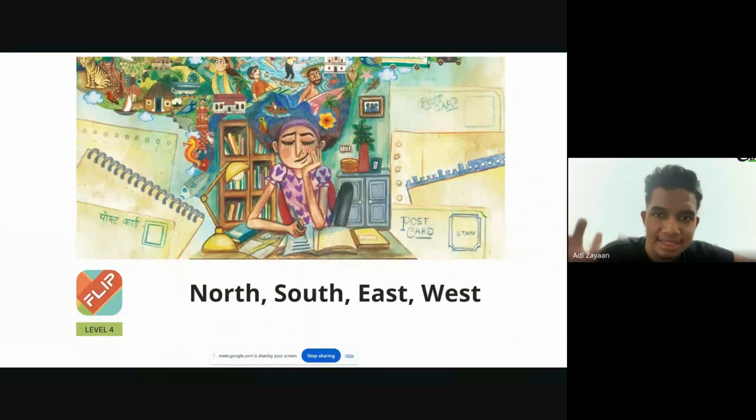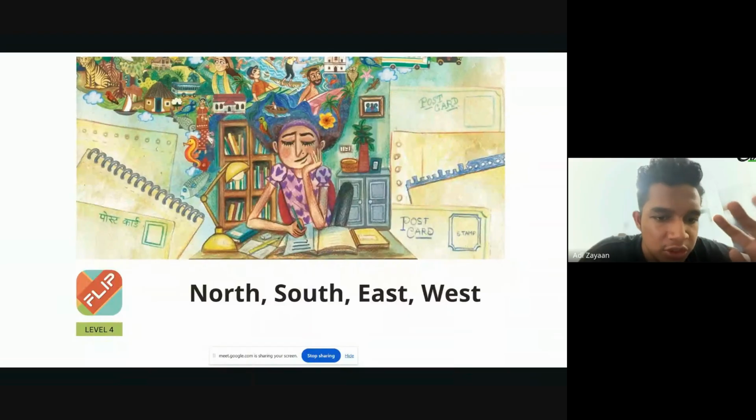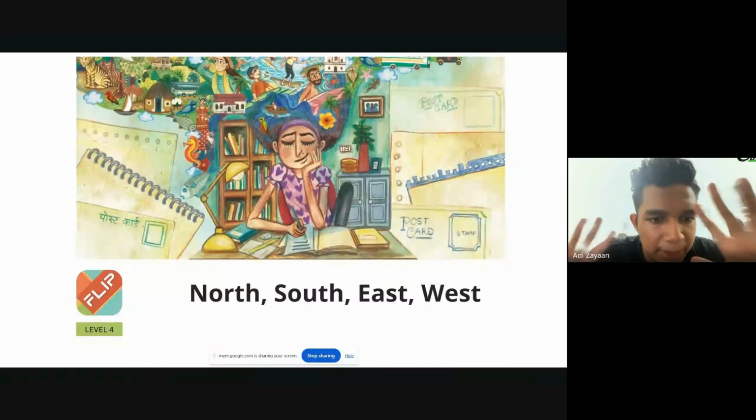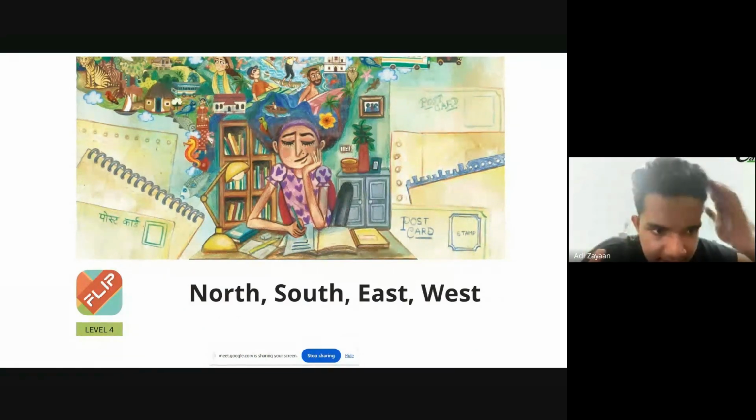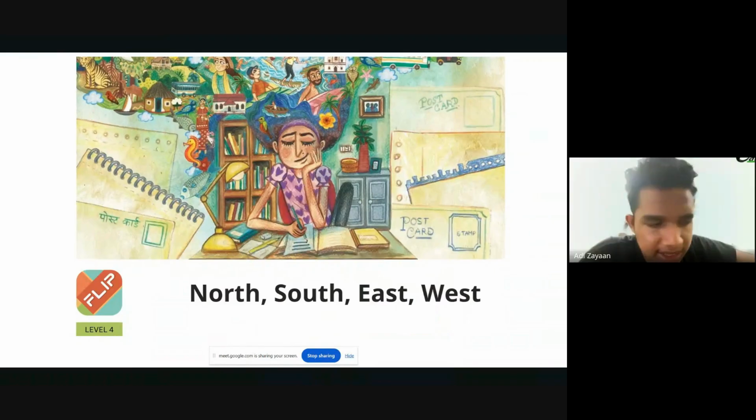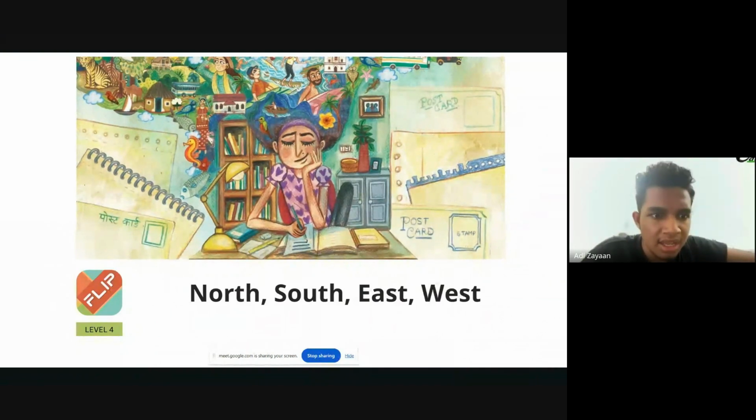Yeah, correct. So she's writing a postcard to her friends. She's going for a holiday trip. She's going to visit all parts of India. India is a very big country. It has northern region, southern region, eastern region, western region, and all. So she's going to every part of India, and she's writing postcards to her friends about all the things she did there and all the things she saw there.